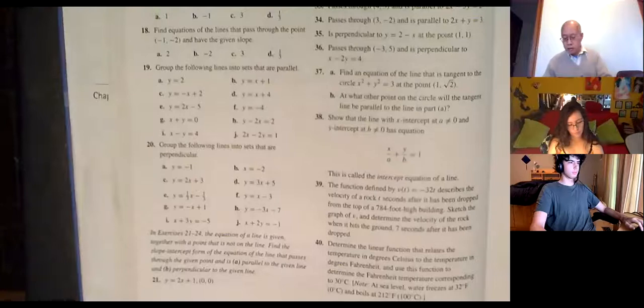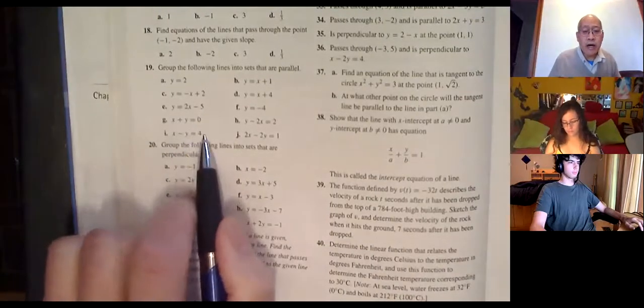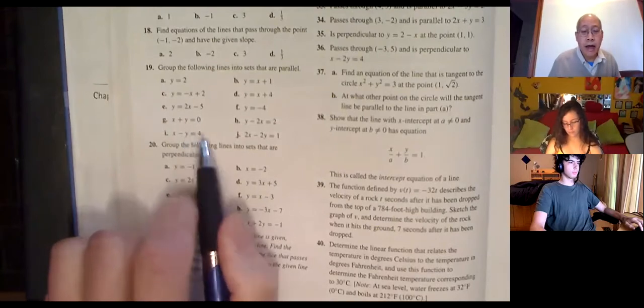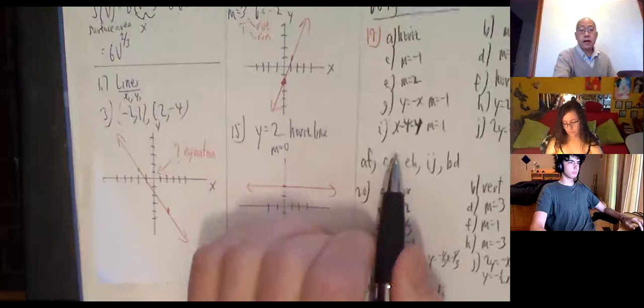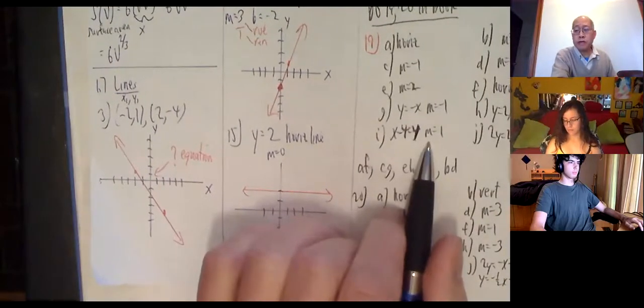Okay, for letter I, if I add y and subtract 4, it'll look like this: x minus 4 equals y, which means the slope is 1.